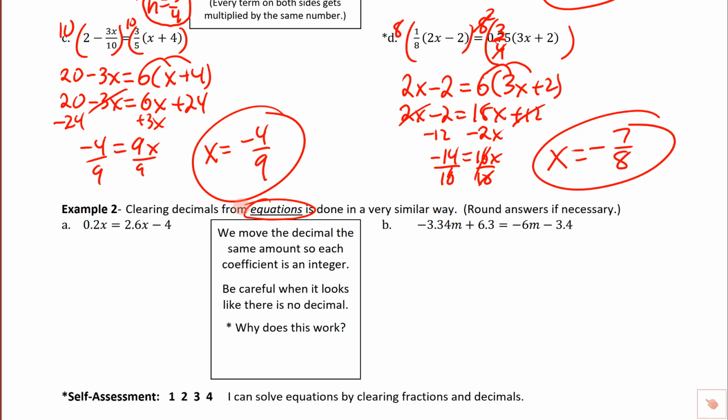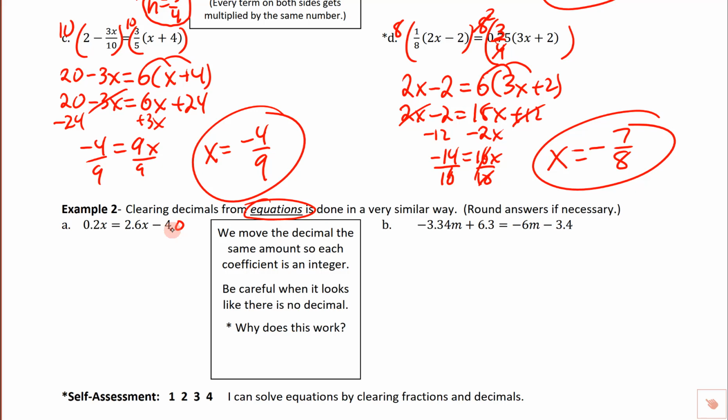So here's what we want to look at. The thing that kind of makes this difficult is we've got a decimal here and a decimal here, but no decimal right there. But remember, technically there is one, so I'm going to go ahead and put a 0.0 on there. And this is how we do it. We move the decimal the same amount on each one, so the coefficient is an integer. Remember, we want a whole number. It doesn't matter whether it's positive or negative or 0. We just want a whole number. And then, again, be careful when it doesn't look like there's a decimal because there really is one.